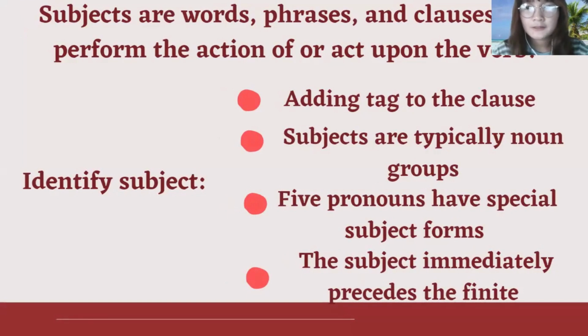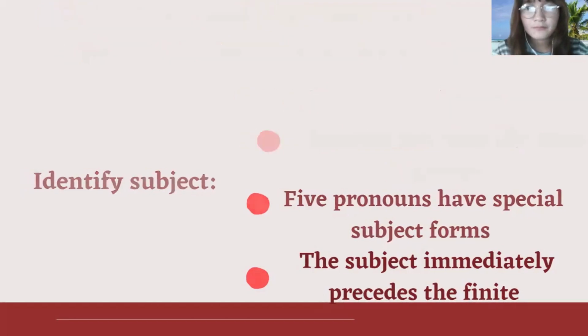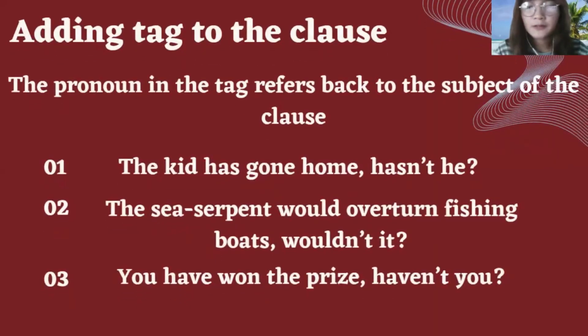Firstly, adding a tag to the clause. Secondly, subjects are typically noun groups. Thirdly, 5 pronouns have special subject forms. And the last one is that the subject immediately precedes the finite. Firstly, I will talk about adding a tag to the clause.